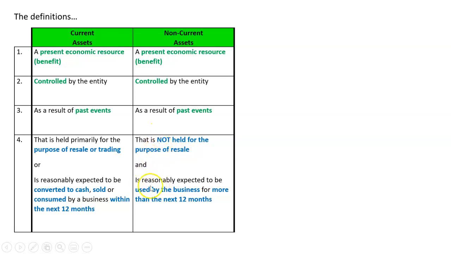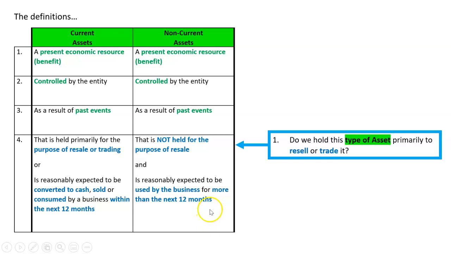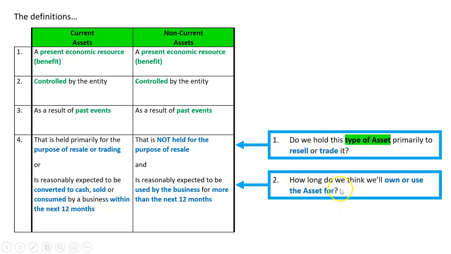And a non-current asset is one that is reasonably expected to be used by the business for more than the next 12 months. So if you want to keep it real simple, go current assets, all the assets that I'll expect to have for the next 12 months, whereas non-current assets are all the ones that we expect to have for longer than 12 months. So there's 2 sort of differences here. The first one is we always want to ask, do we hold this type of asset primarily to resell or trade it? And the second difference is, how long do we think we'll own or use the asset for?